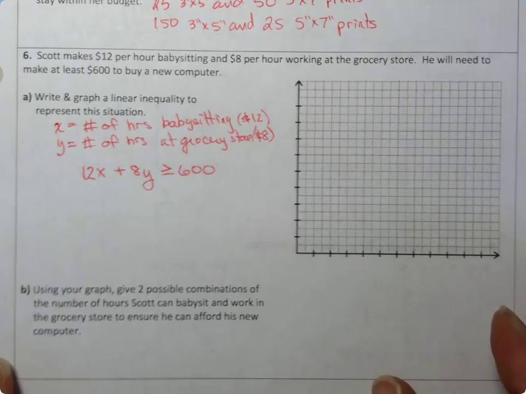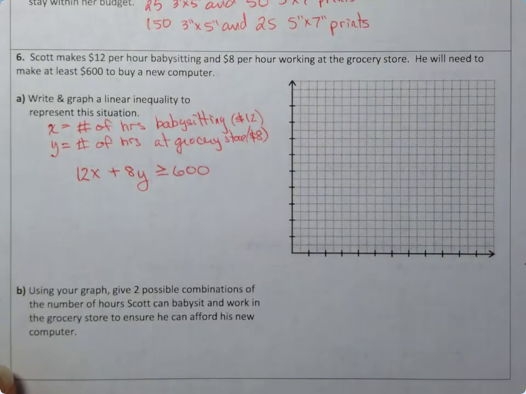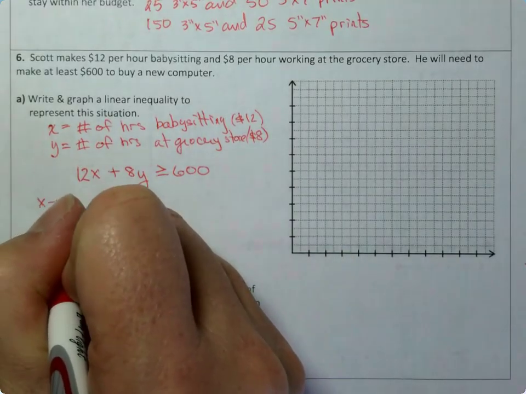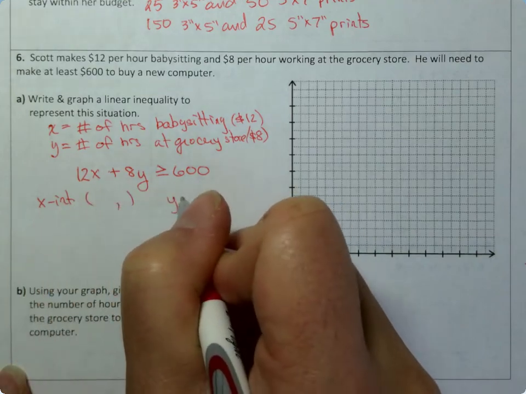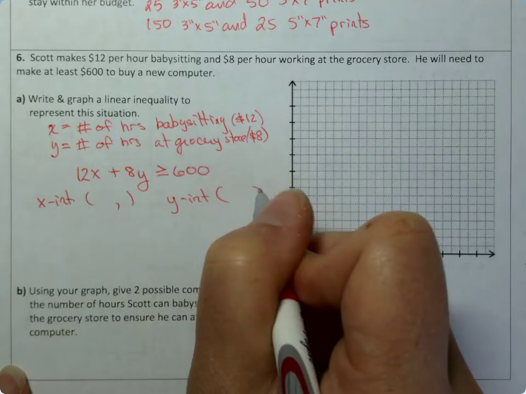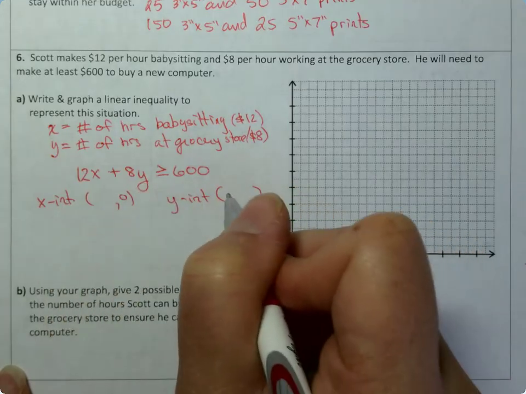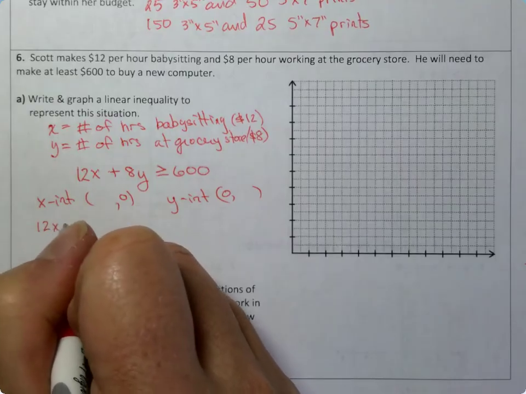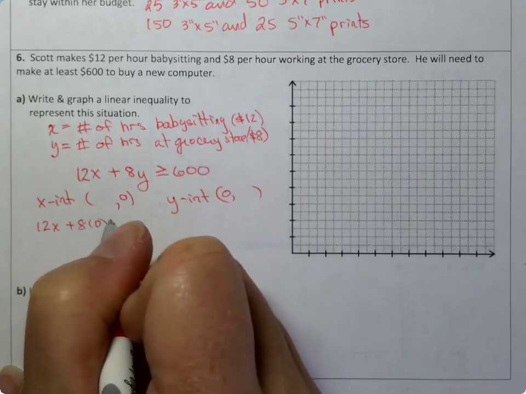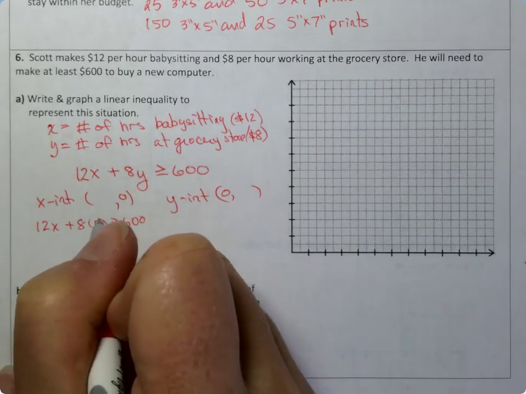Again, you could solve this for y equals mx plus b, but when you're doing word problems, I'm asking you to do your x and y intercepts. It's going to give us a more accurate graph and an easier graph. So think about what you know. You know the y is 0. Here you know the x is 0. And you're going to plug it in. 12x plus 8 times 0. That wipes out.